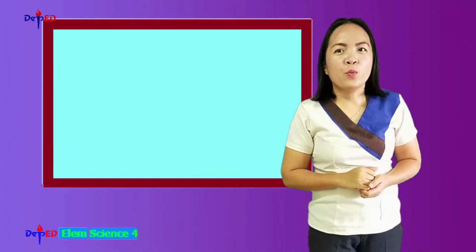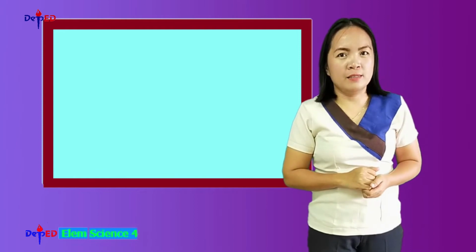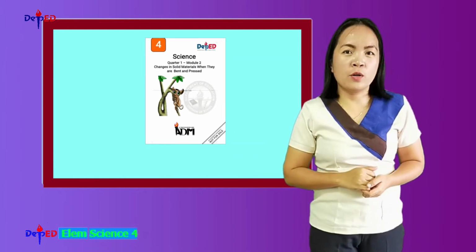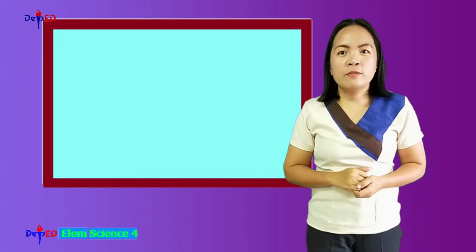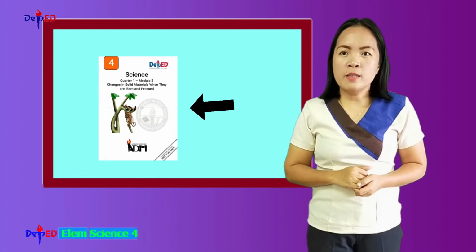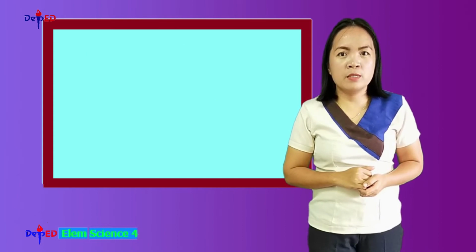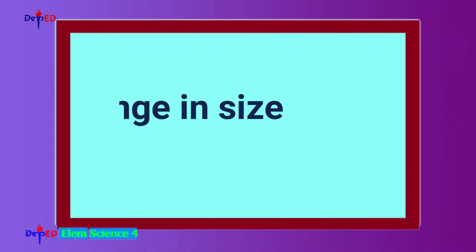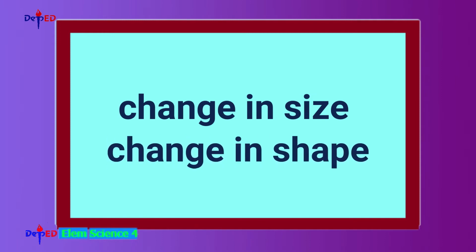Let us see what you've learned from this lesson. Get your self-learning module and let's answer the questions together. Given the pictures on your SLM, describe what happens to each material when bent. Write change in size or change in shape on your answer sheet. You have 10 seconds to answer each item.